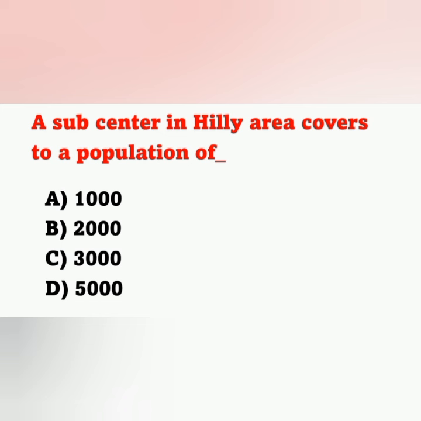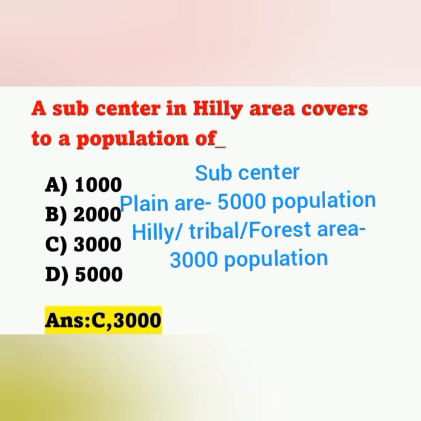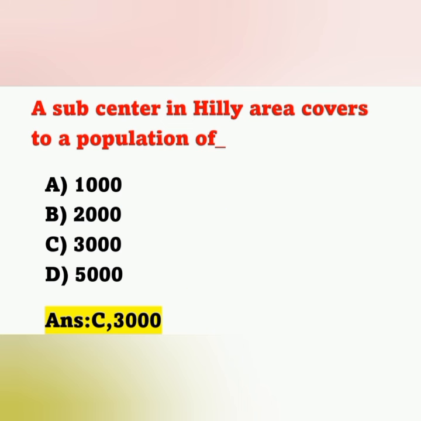A subcenter in a hilly area covers a population of how many? Option A 1000, option B 2000, option C 3000 and option D 5000. A subcenter in hilly areas covers about 3000. Hilly, tribal and forest areas cover 3000 population, and a subcenter in a plain area covers about 5000 population.